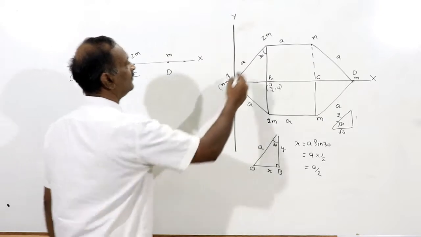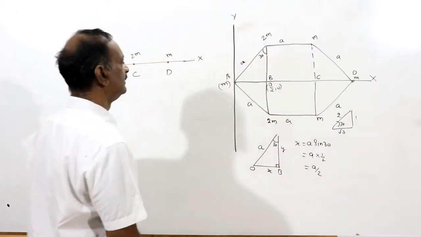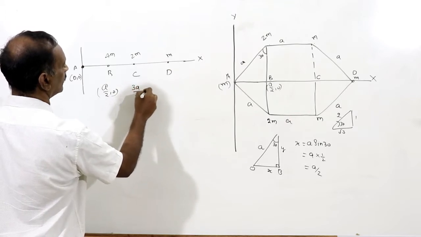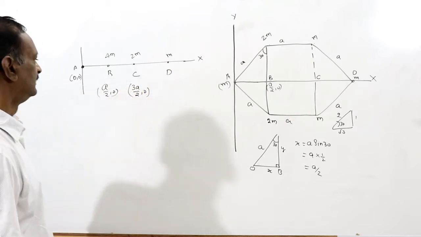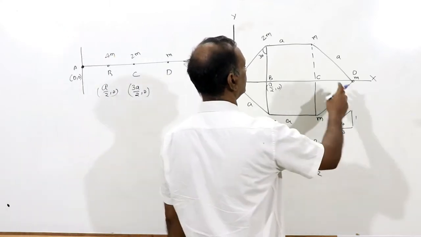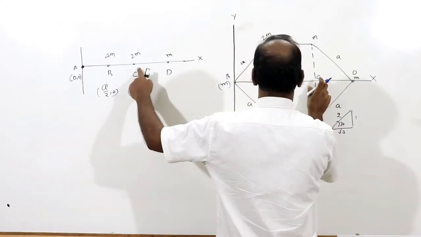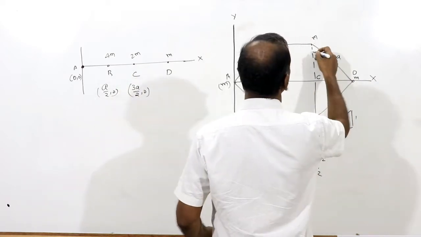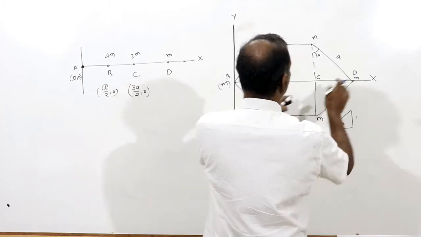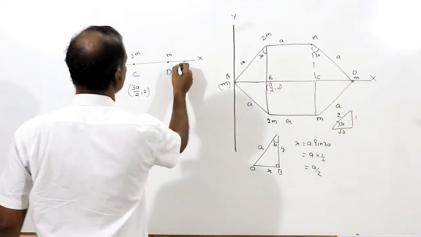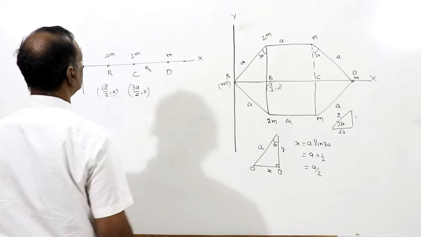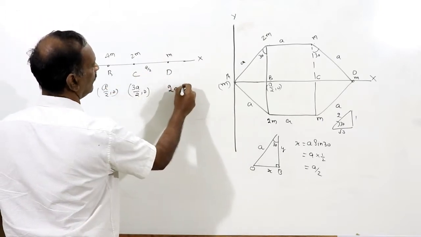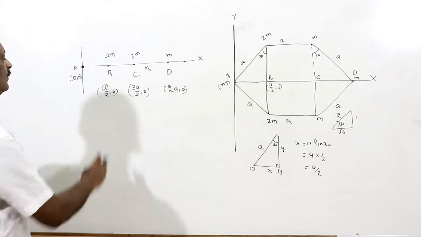What is this coordinate? From here to here it is a distance. It means a by 2 plus a, 3a by 2, 0 from this point. Now, what about this point? From here, 3a by 2 plus this distance. This distance will be the same because this is also 30 degree. So this distance is a by 2. It means 3a by 2 plus a by 2 is equal to 2a, 0.